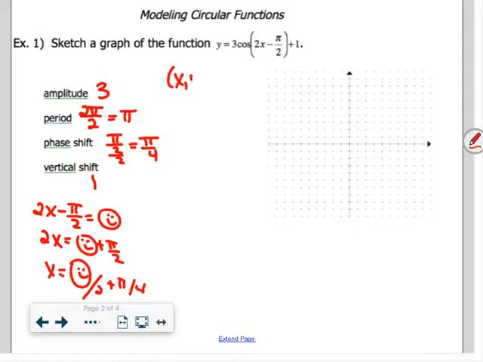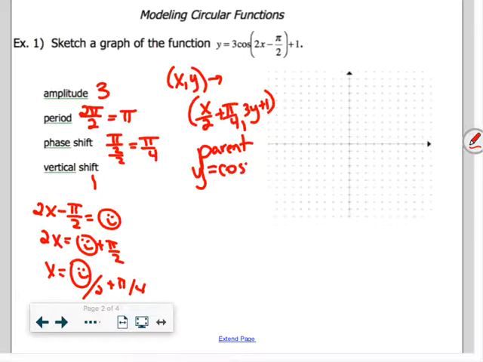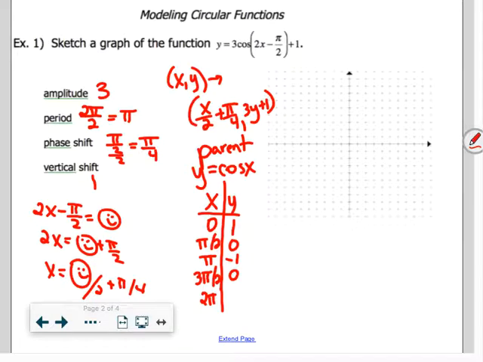So I'm going to take x comma y, and it's going to go to x over 2 plus pi over 4 comma 3y plus 1. I'm going to start with my parent graph of y equals cosine x. The parent function is 0, pi over 2, pi, 3 pi over 2, and 2 pi. Where does cosine start for the parent function? 0 comma what? 1. Okay, so it goes 1, 0, negative 1, 0, 1.